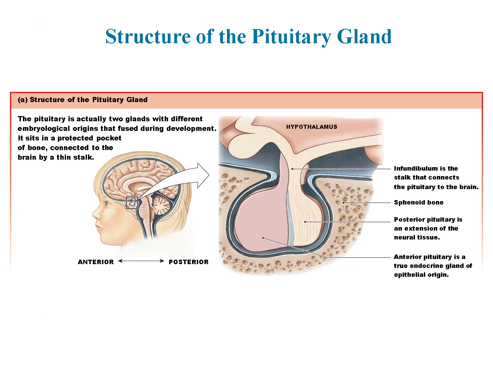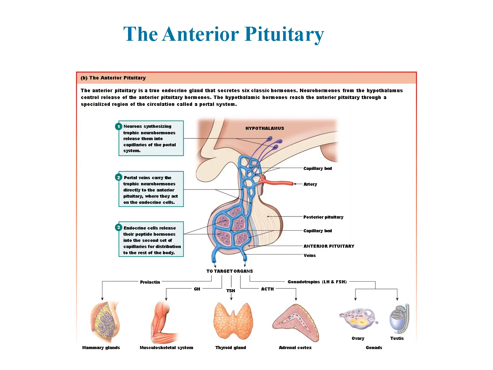The pituitary is made up of two glands with different embryological origins that fuse during development. It sits in a protected pocket of bone and is connected to the brain by a thin stalk called the infundibulum. The posterior pituitary is an extension of neural tissue. The anterior pituitary is a true endocrine gland with an epithelial origin that secretes six classic hormones.